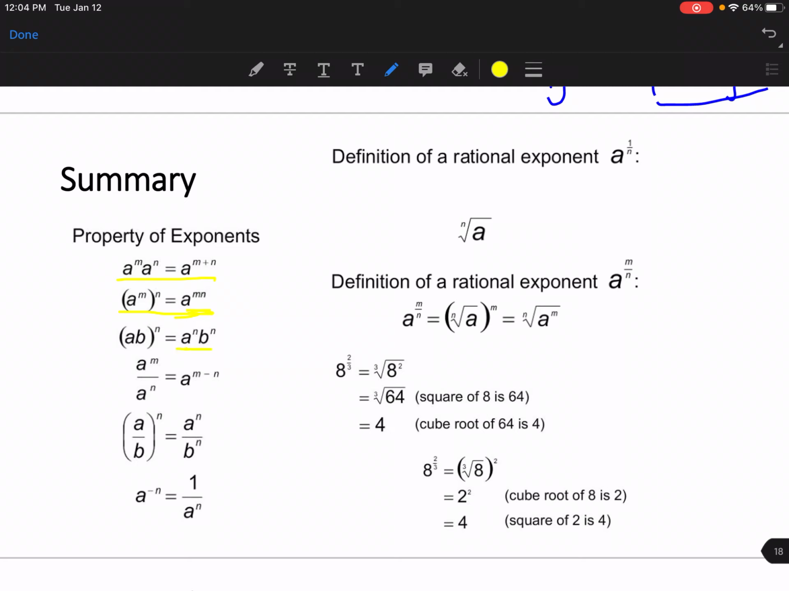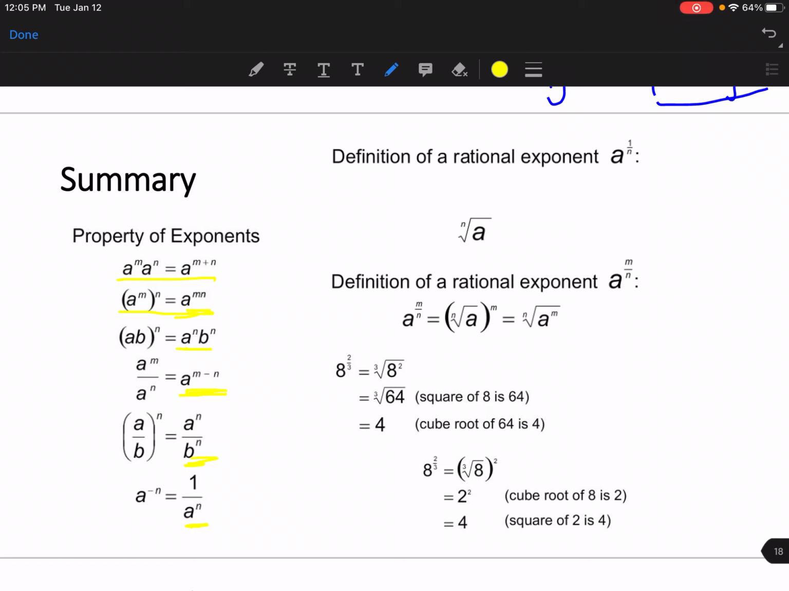Then if you have a to the m over a to the n, when dividing two equal bases, we can subtract their exponents. Then similarly, if you have a quotient to a power, then you need to take each factor and raise it to the power. And then if we have a to the negative n, then we need to rewrite it as a reciprocal. Once you write it as a reciprocal, the negative goes away and you have 1 over a to the n. Then we also look at a to the 1 over n, with your exponent over index. You can rewrite this as the nth root of a, or if you have m over n, then we can rewrite this as the nth root of a to the m.